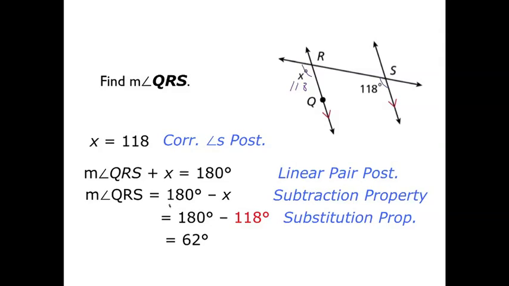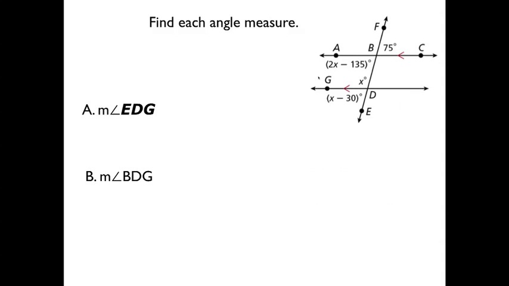Because when I take the 118 away from 180, I get the 62. And again, that can either be from the consecutive interior angles theorem or using the corresponding angles postulate, which is what we've done here on the screen, and then using the linear pair postulate to put these two together. Okay? Now we want to find the measure of angle EDG.